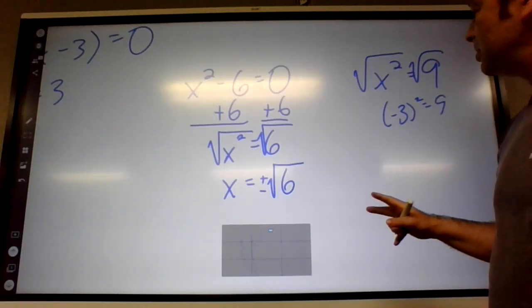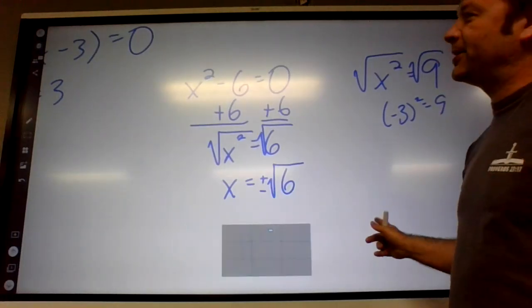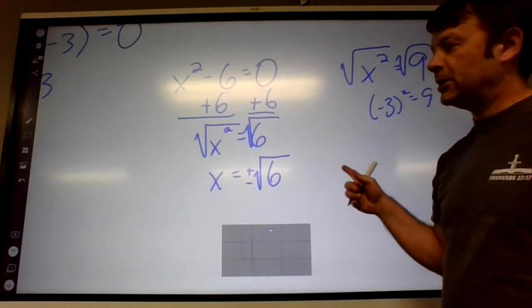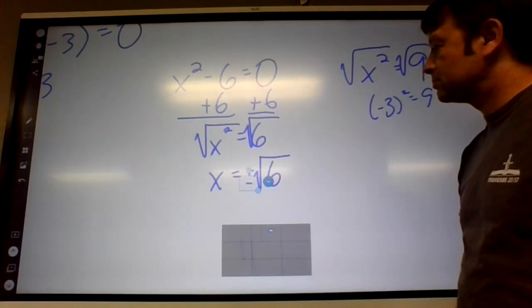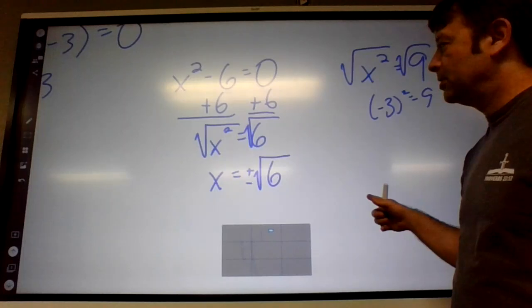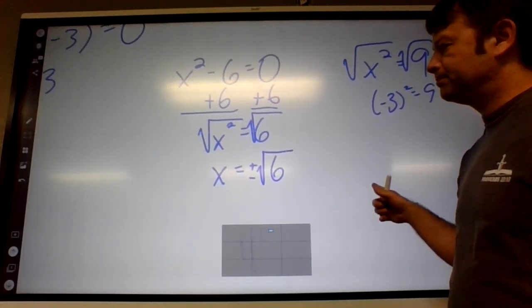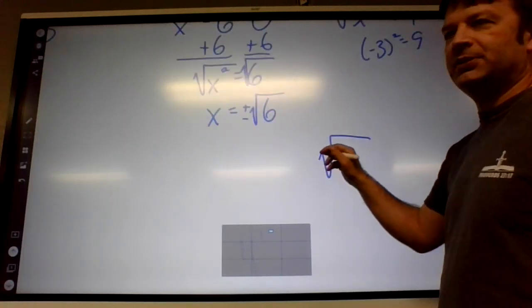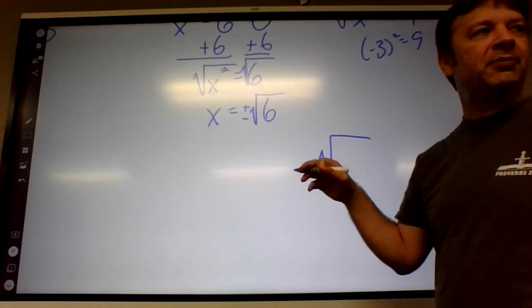So don't forget, because I'll take off a half on all of them if you forget to put plus or minus. The final answer just has to have it. Also, does everybody have a good calculator? Because we're doing square roots today.